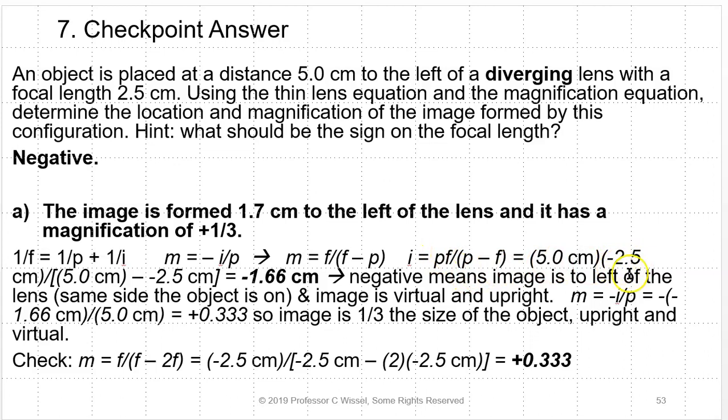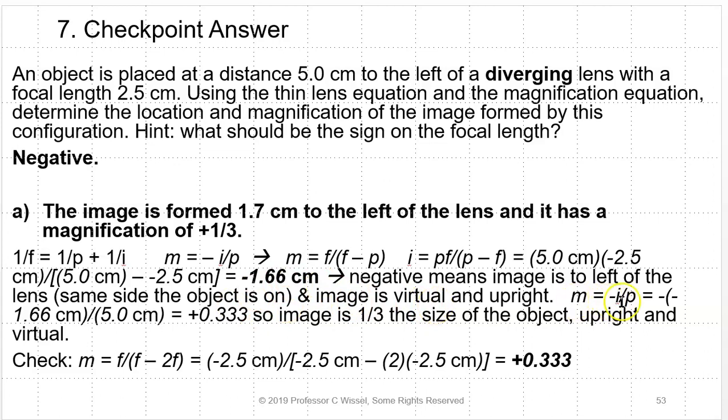Plug in our numbers, being careful with the signs on this. Be careful when you're doing a minus and a negative. It ends up being minus 1.66 centimeters. And this means the image is, like we guessed, to the left of the lens, same side as the object is on, what we call the light side of the lens. And the image is virtual and upright.